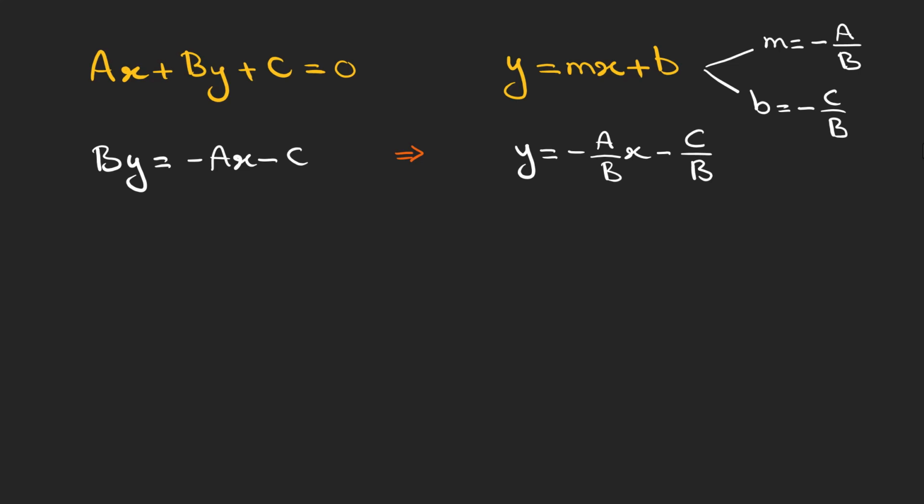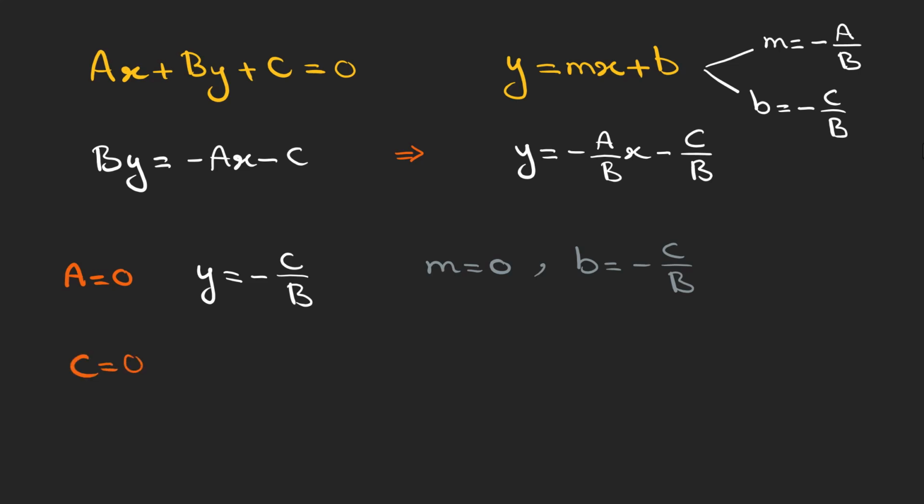So let's see what happens if a, b, or c is 0. If a is 0, we have a line with 0 slope. If b and c are both positive, we have a line which is lower than the x-axis, and if b and c have different signs, we will have a line which is over the x-axis. In this case, the slope is 0 and the intercept is minus c over b.